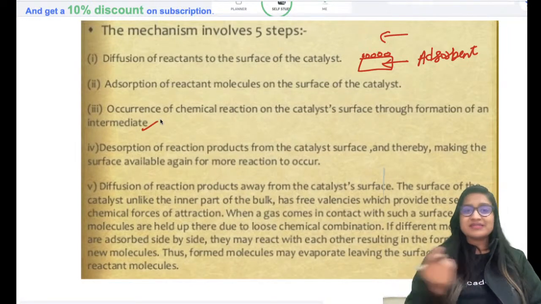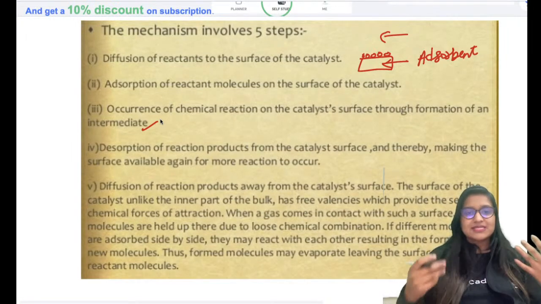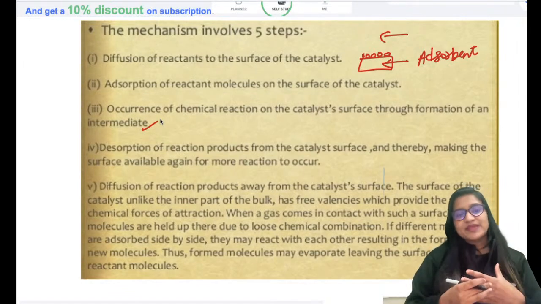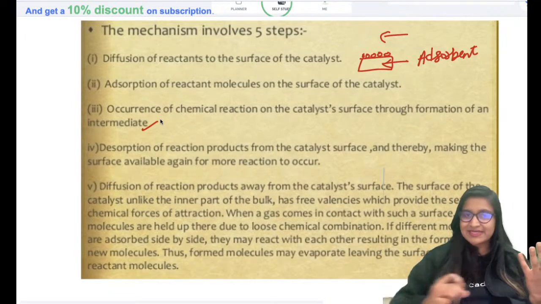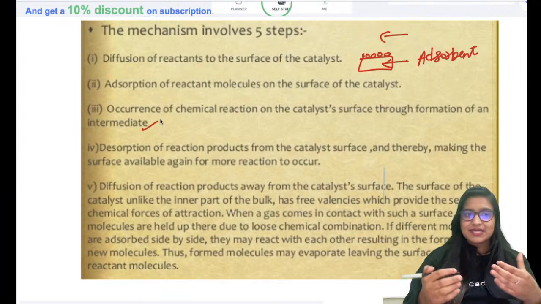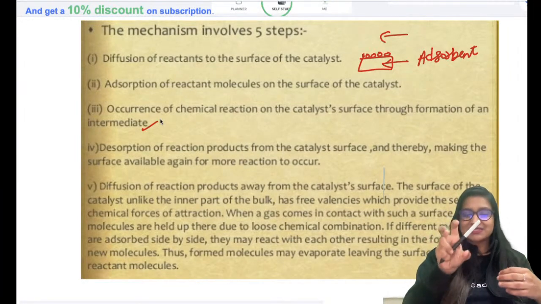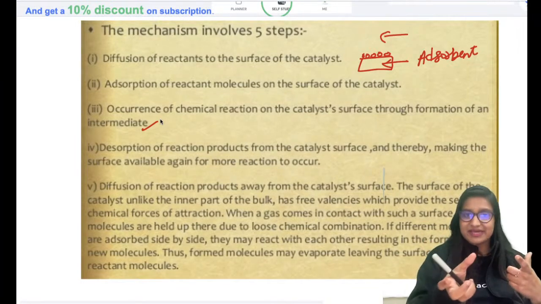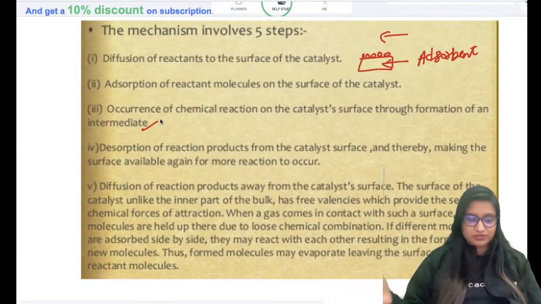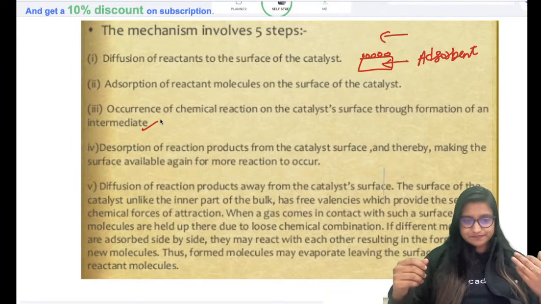Okay, an intermediate is formed, something in between. It does not happen directly that the reactant is converted into the product. Sometimes, firstly the reactant changes into something else that we call an intermediate, and then that intermediate finally forms the product. So that is what an intermediate is.